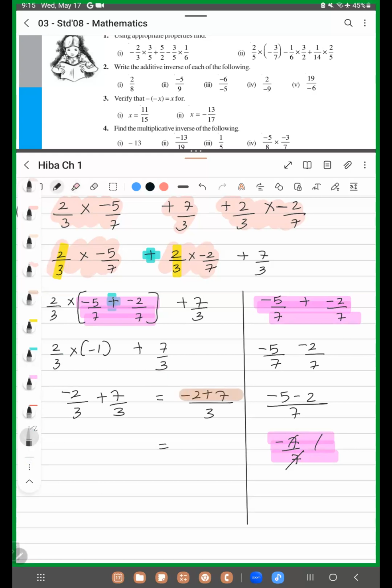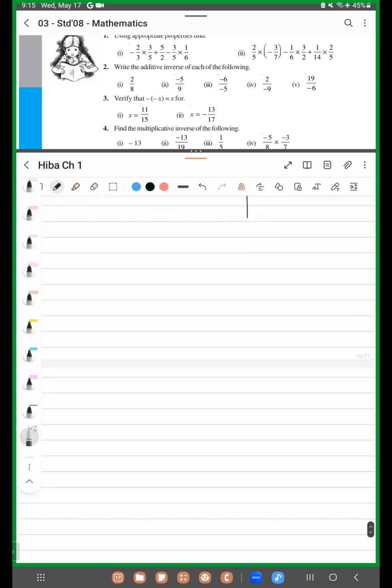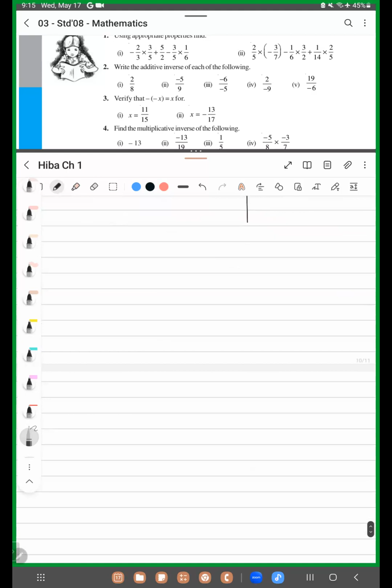It will be positive 5 by 3. Very good, 5 by 3. Now, do you have any doubt in this? No, but I have another question like this. Yes, tell me.